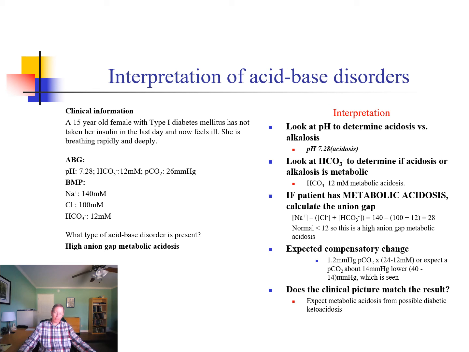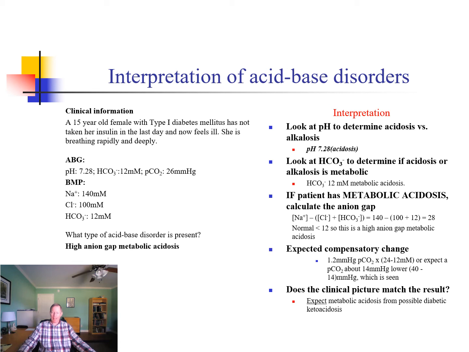I'm going to go back and look at my compensatory change. I look at my table, and I see that for a metabolic acidosis I get a 1.2 millimeter of mercury rise in PCO2 for every 1 millimolar change in bicarbonate. So that's 12 times 1.2, which is 14. And so the PCO2 will try to go in the same direction as the bicarb. Bicarb went down, so the PCO2 will go down by 14. It went down from 40 to 26. Great, I have an expected compensatory change.